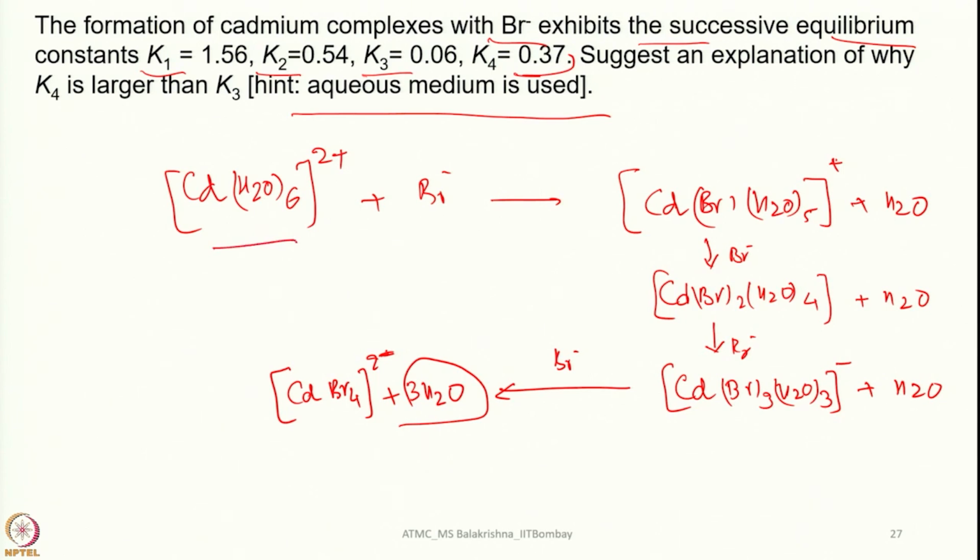To begin with, I am performing bromide substitution on the hexaaqua compound, and when you go for halides, you are not going to make hexabromo. Here only the tetrabromo species is stable, beyond that it cannot go. So when the last bromide, the fourth one, is coming, 3 equivalents of water are coming out. That means entropy is increasing. So that is the reason. This is how you can explain.